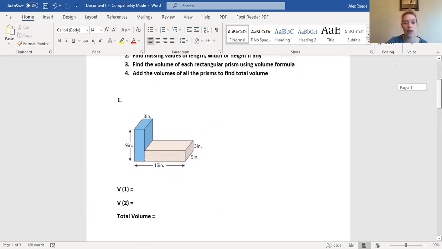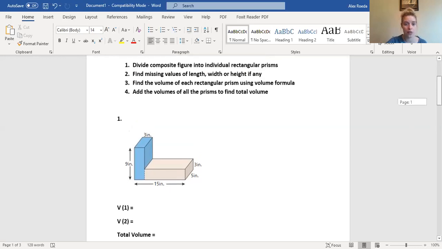So if we look at number 1 in your workbook, it did that splitting for you, okay? It said we're gonna need to split it here because that's gonna make two rectangular prisms that we know how to find the volume of, okay? So this step they did for you. They're not always going to do it for you. You guys are going to be able to do it on your own, okay? So let's move on to step 2.